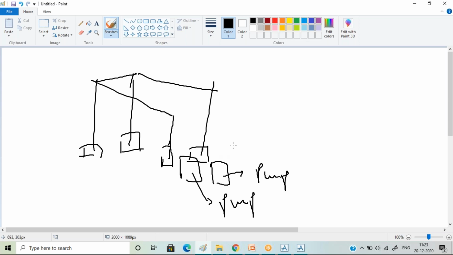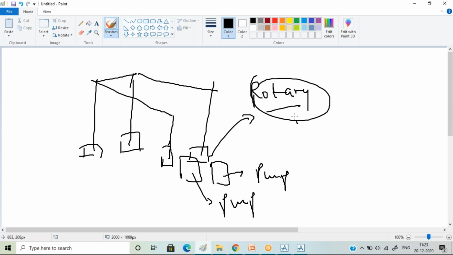Now why over here? The reason is that pumps are rotary equipments. We know this, pumps, turbines and everything, they are your rotary equipments.